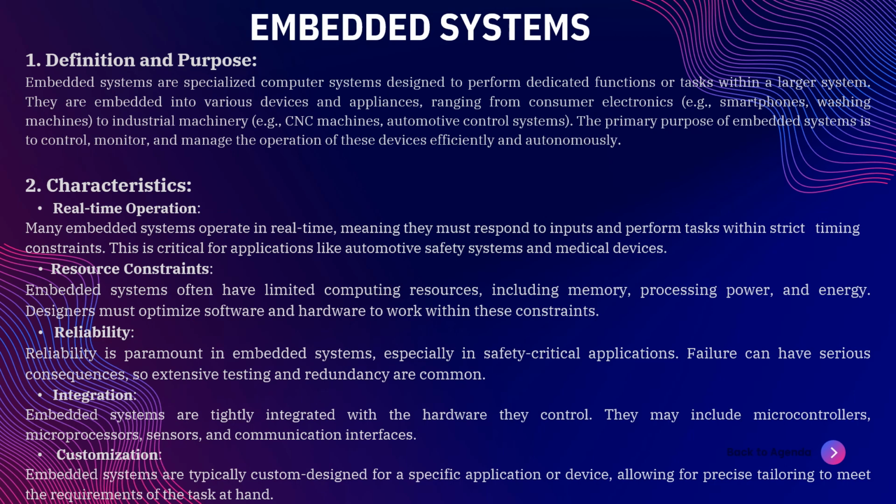The second one is resource constraint. Embedded systems often have limited computing resources, including memory, processing power, and energy. Designers must optimize software and hardware to work within these constraints. The third one is reliability. Reliability is paramount in embedded systems, especially in safety critical applications. Failure can have serious consequences, and extensive testing and redundancy are needed.